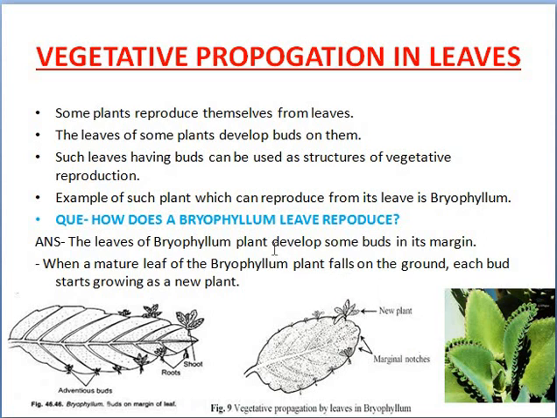And what is the name of the plant? I am repeating, the name of the plant is bryophyllum. This bryophyllum plant can produce a new plant from its leaf. This is called vegetative propagation in leaf. I hope this topic is clear to you.